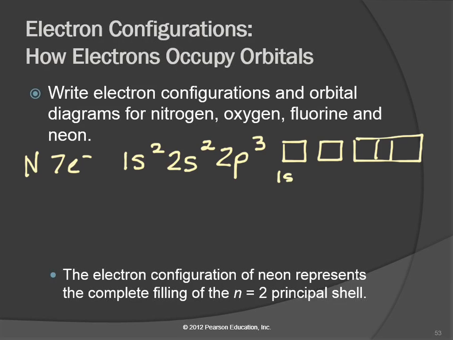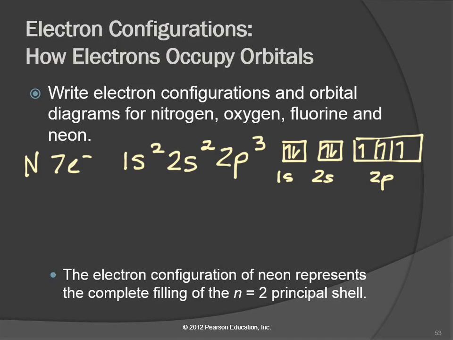So I like pictures. I like the orbital diagrams. So doing the orbital diagram, you go 1, 2, 3, 4, 5, 6, 7. Where would the 8th one go if there was an 8th one? It would go in here with the opposite spin.